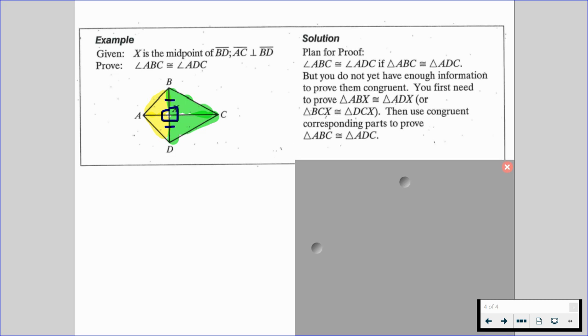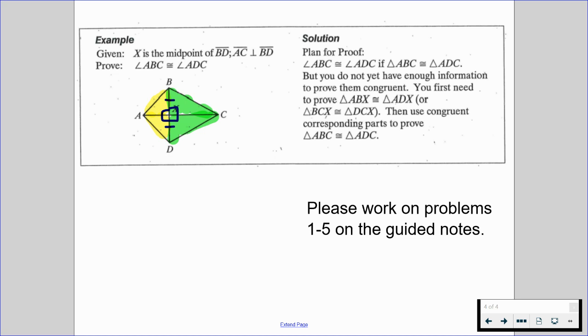That's going to allow us to state corresponding parts of congruent triangles are congruent, and then we're going to be able to use side-side-angle, or any other postulates or theorems that we have talked about. So this is one more adaptation to knowing that we have congruent triangles, to start small to then get the bigger picture. With this in mind, please work on problems 1 through 5 on the guided notes.